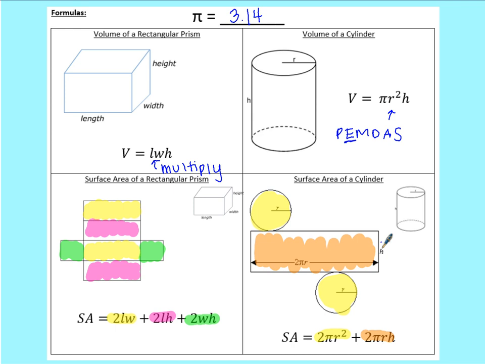So that's your rectangle. The height of that is the height of the can, and the length of it here is 2 pi r, because that's the distance around our circle. It equals the circumference of that circle, so that's where we get that 2 pi r from. So again, these are just the nets of it, just so you can see where these formulas are coming from. These formulas will be provided to you, so you don't need to worry about memorizing them.